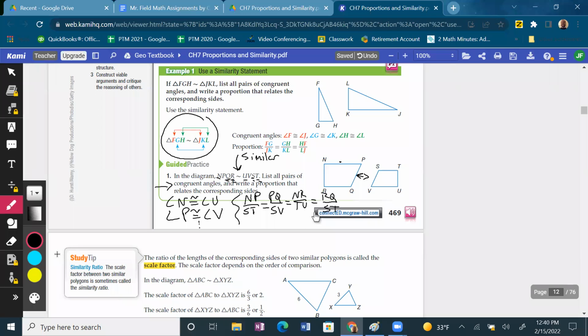So I said NP, but I meant VU over here. All right, so they really turned that thing around. So you see, these are the proportional sides. When we divide them, we get the same number in each ratio.